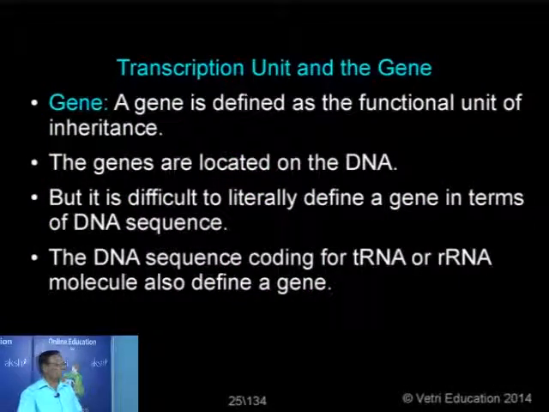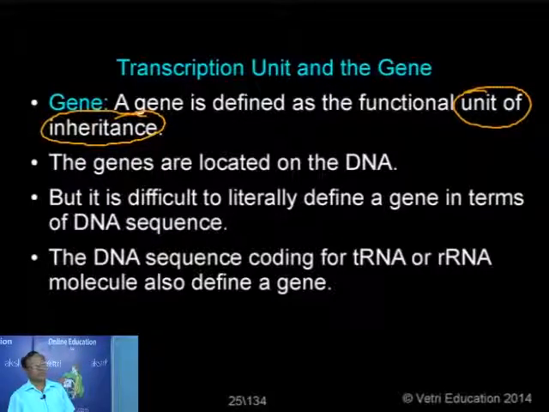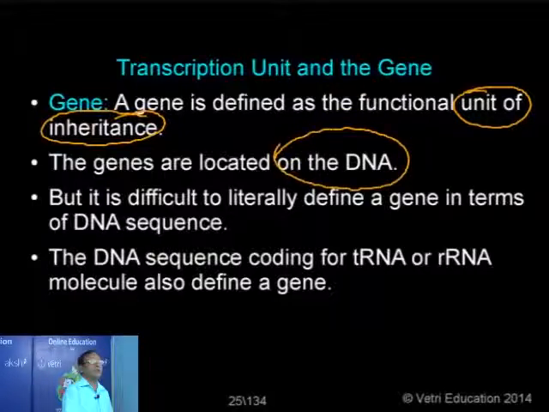Now let us start with this transcription unit and the gene. So normally you know what a gene is, a simple mechanism anyone can say, but there is no apt definition for this gene. So normally we can say a gene is nothing but the unit of inheritance, because it is the one which carries the information from one generation to another, transmitting the characters. That is why it's called the unit of inheritance, a simple definition. A gene is nothing but the unit of inheritance. Where is it located? It is normally located on the DNA.